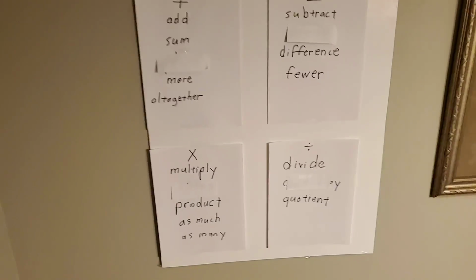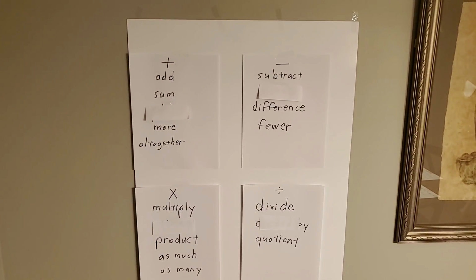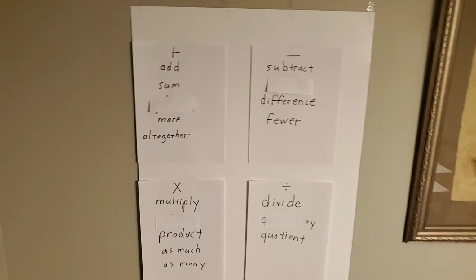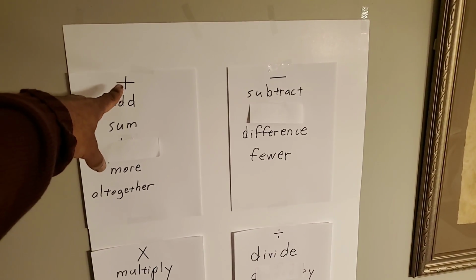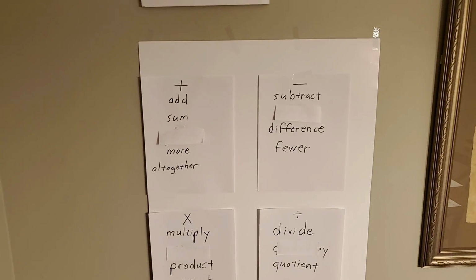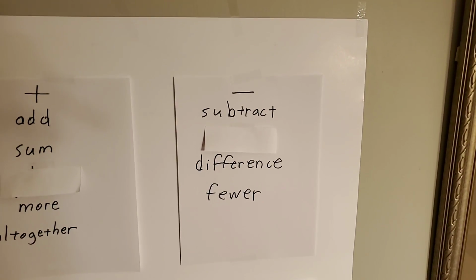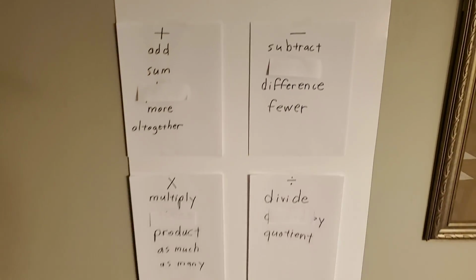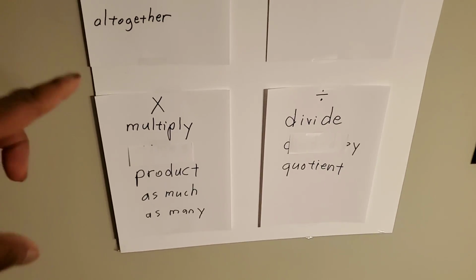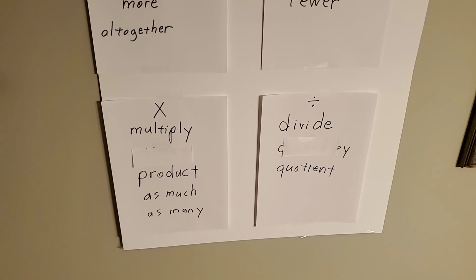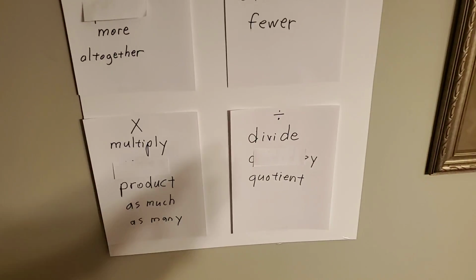So what words give us clues on what operation we can use? We see words like add, sum, more, all together. You're going to use your plus sign. That means you're going to use your addition operation. If we see subtract, difference, fewer, that lets us know we're going to subtract. If we see multiply, product, as much as, many, that lets us know we're going to multiply, use a times sign. If we see divide, quotient, that lets us know we're going to use a division sign.